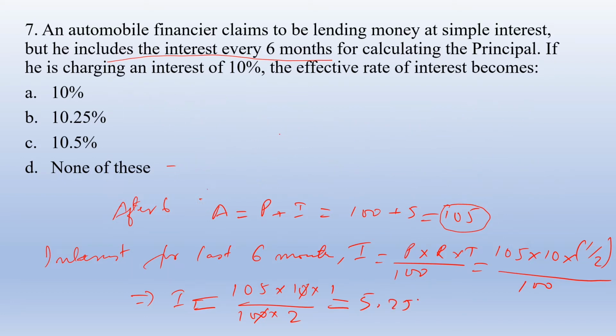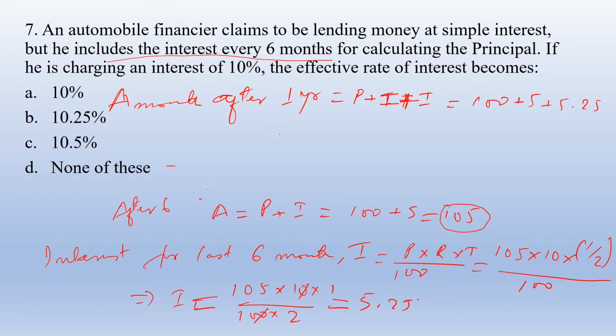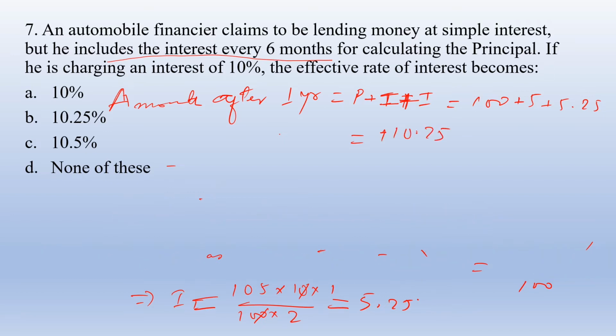So now the amount of money after 1 year will be this principal plus the interest for the first 6 months plus the interest for the last 6 months, which will be 100 plus 5 plus 5.25, which is equal to 110.25.